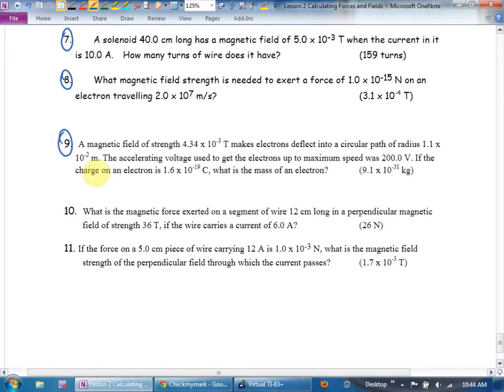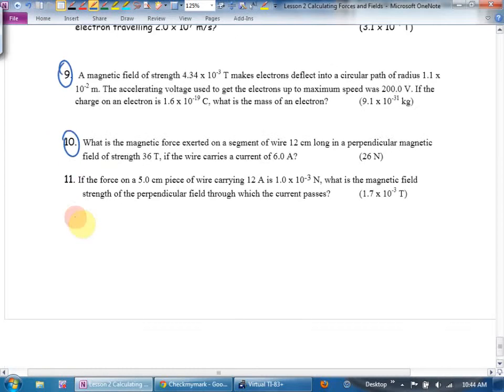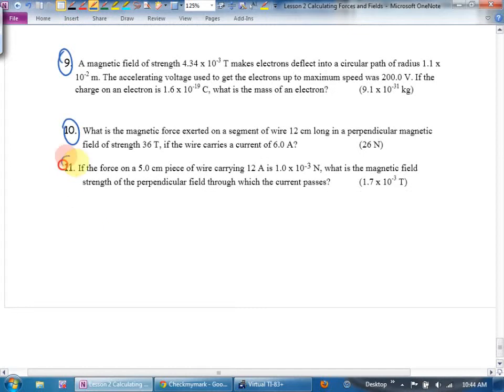And 11. Most of these, not all, but most of these, it's set up your equation and straight cross multiplying. Okay? And the right-hand rule stuff.